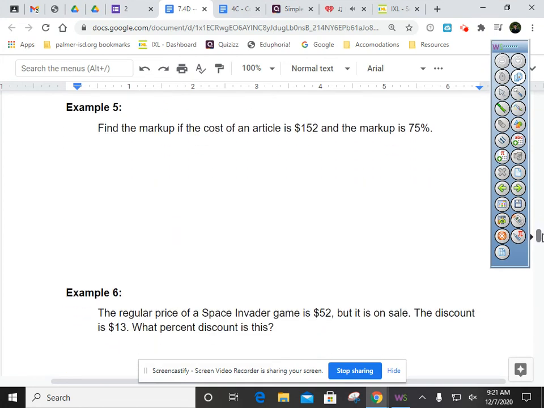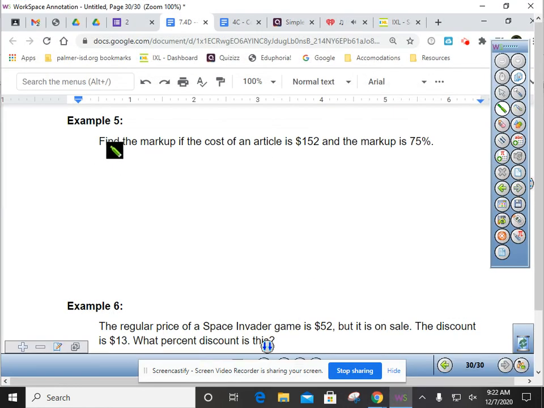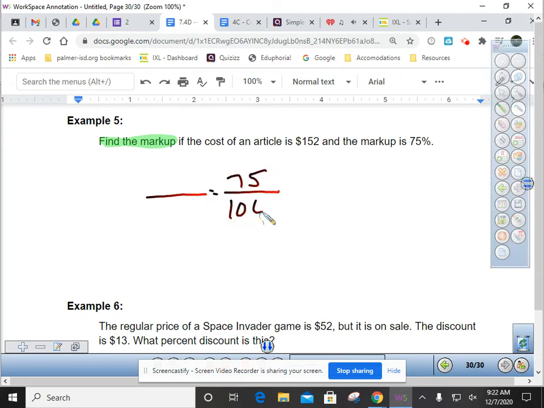So look at number 5. Find the markup if the cost of an article is $152 and the markup is 75%. Are you going to add this one back? No. Why not? Because this is asking for the markup. Okay? What does the proportion look like? 75 over 100, and then 152 over X. Is it 152 on top? No, bottom. I'm not going to make you solve that. Just write the proportion.